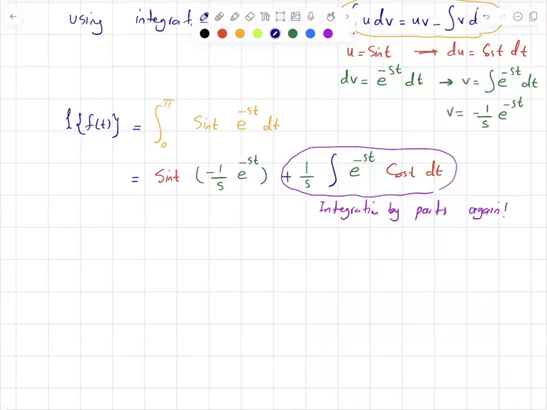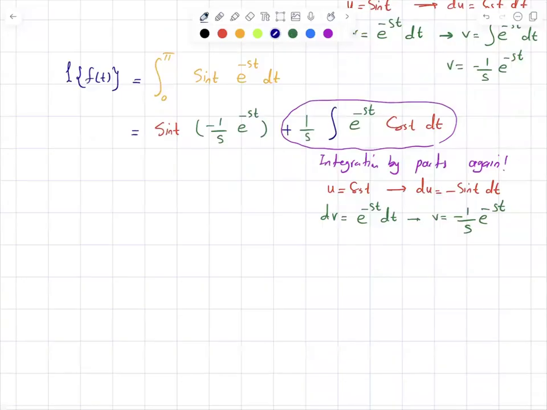With the same process, now take u to be cosine t and dv to be e to the power negative st dt. So du becomes negative sine t dt, and your v, as you saw before, is negative 1 over s e to the power negative st. Perfect. So L of f of t is equal to, I'm going to copy down everything that I have.